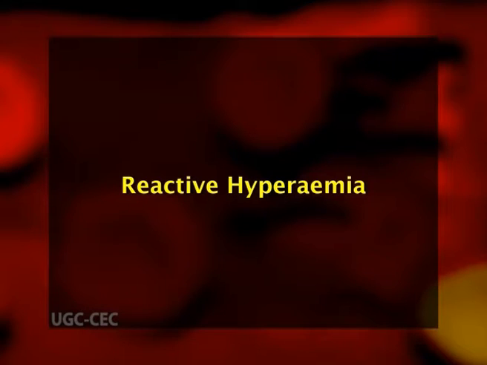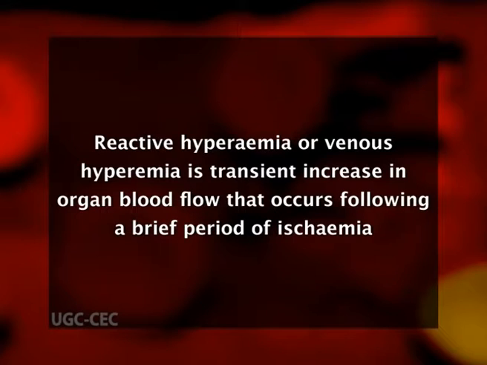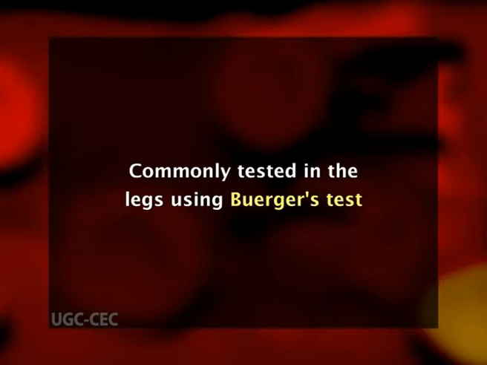Next is reactive hyperemia. Reactive hyperemia, or venous hyperemia, is the transient increase in organ blood flow that occurs following a brief period of ischemia. Following ischemia, there will be a shortage of oxygen and a build-up of metabolic waste. This is commonly tested in the legs using Buerger's test.